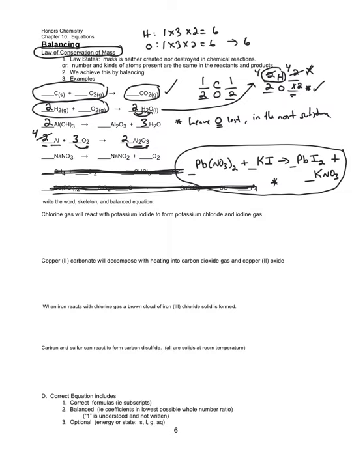And some people would stop here, but again, the 2 also applies to the aluminum. So 2 times 2 gives me 4. I got to come back and cross off the 2 and put a 4. So the final answer is 4, 3, 2 to be balanced.